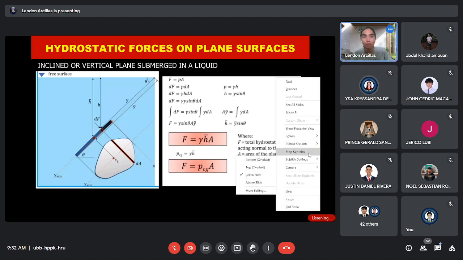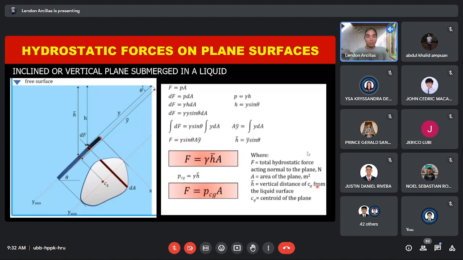Okay, so last topic for midterms, we have hydrostatic forces on plane surface. So meron din tayong hydrostatic force on curved surfaces. So, baka hindi na tayo mag-curved surfaces. May plane tayo, straight and saka naka-angle.